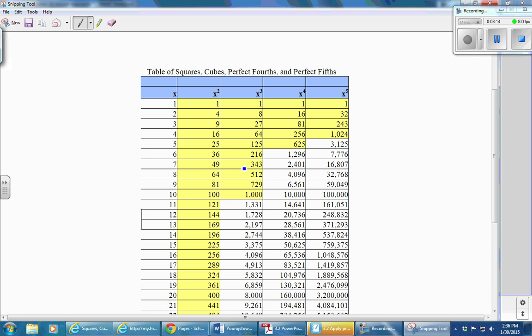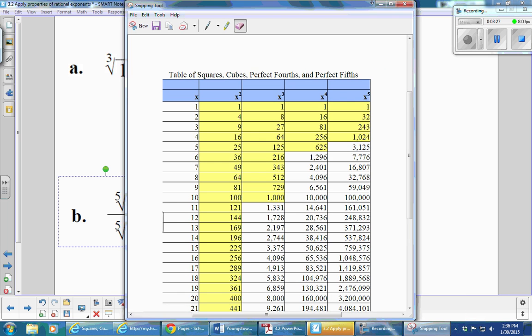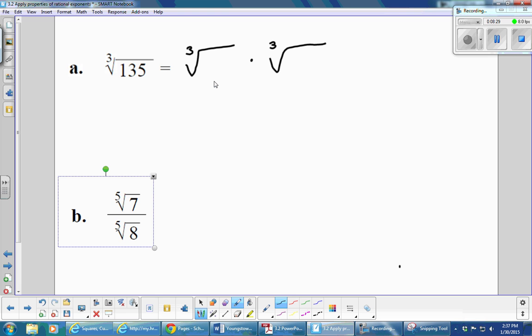Did you find it? 27, right? All right, so you might have had to do a little guess and check on your calculator. That's fine. So this is actually going to work for us, okay? So we're gonna use that 27, and I'll show you why that makes sense.